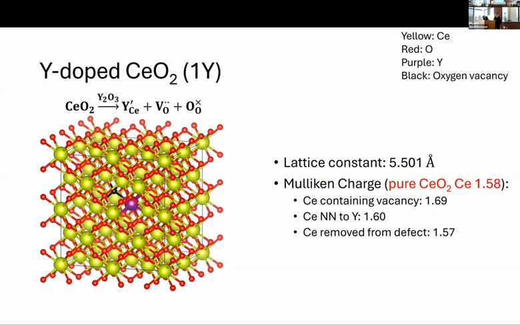And so the lattice constant doesn't change significantly, which is expected at such a low dopant concentration. But what we do see, if we look at the Mulliken charge, and I've written here in red what cerium was in the pure CeO2, is that we are seeing changes in the charge state of cerium, particularly in the cerium in the structure that contains the oxygen vacancy. And I forgot to point out here that in the structure, the purple is the yttrium dopant and the black represents where the oxygen vacancy prefers.